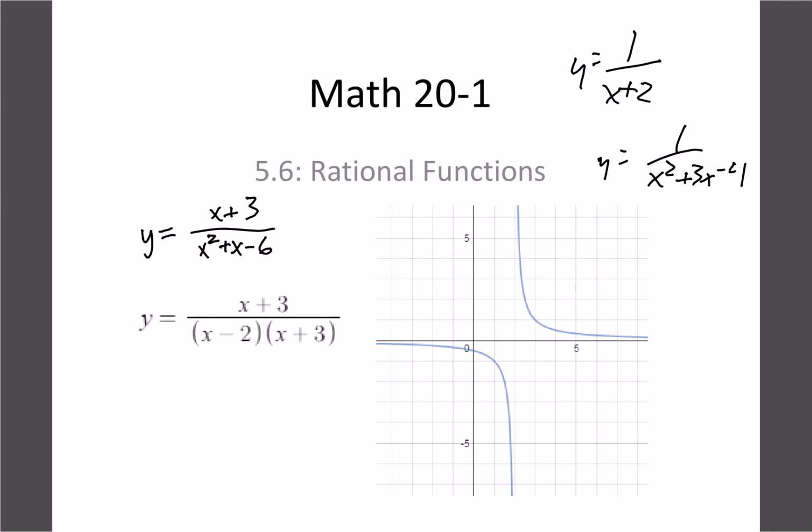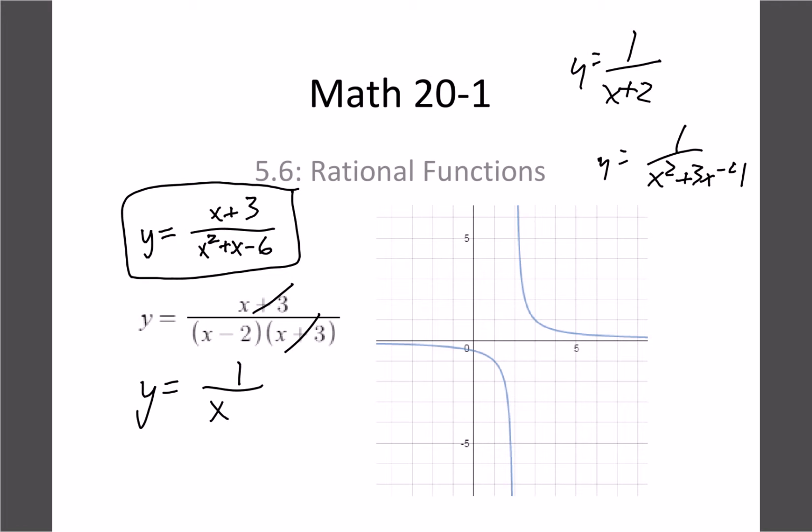So if we look at this title page one, if our original equation was x plus 3 over x squared plus x minus 6, if we factor the bottom, we would get minus 2 and plus 3. We can see that our x plus 3 actually cancels out. So this graph actually would simplify down to just 1 over x minus 2.